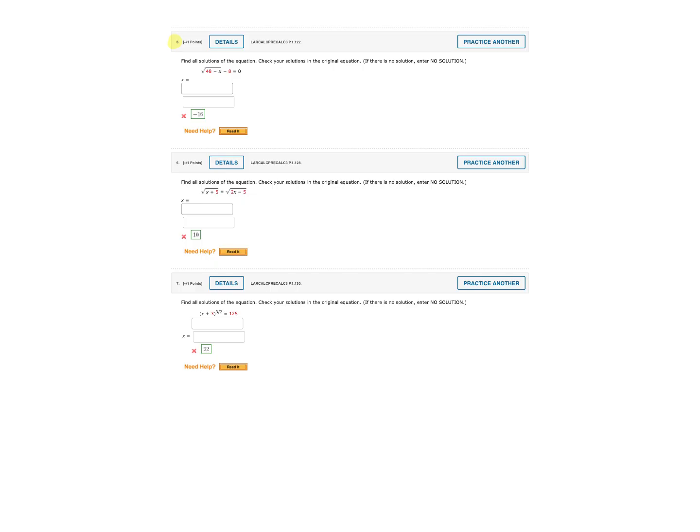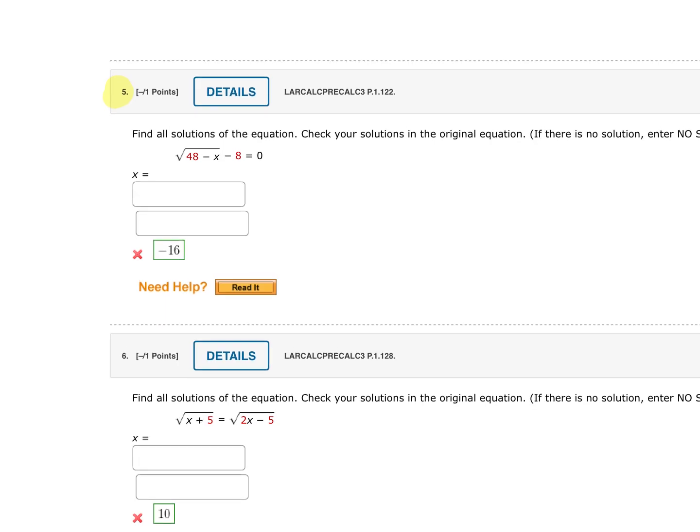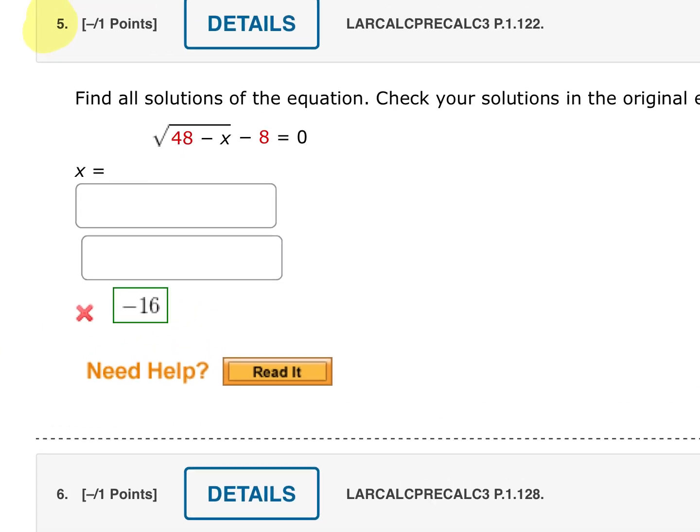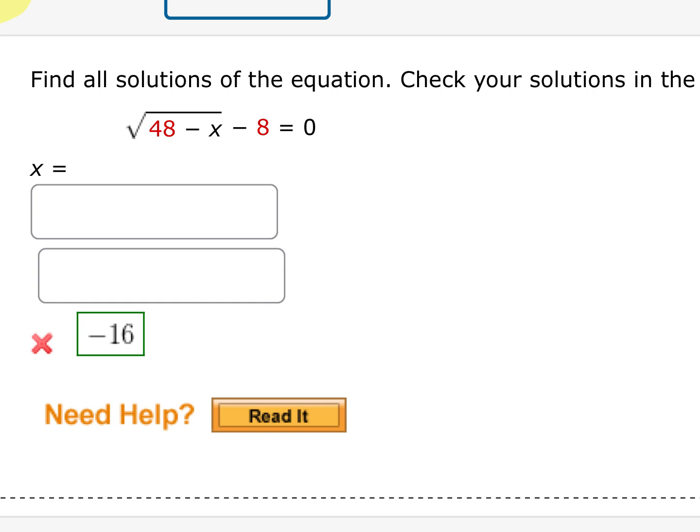So the first question I picked is number 5. It says find all the solutions of the equation. How would we solve here when we have square roots? What should we do first? Kylie. Awesome. We always want to isolate the square root first.